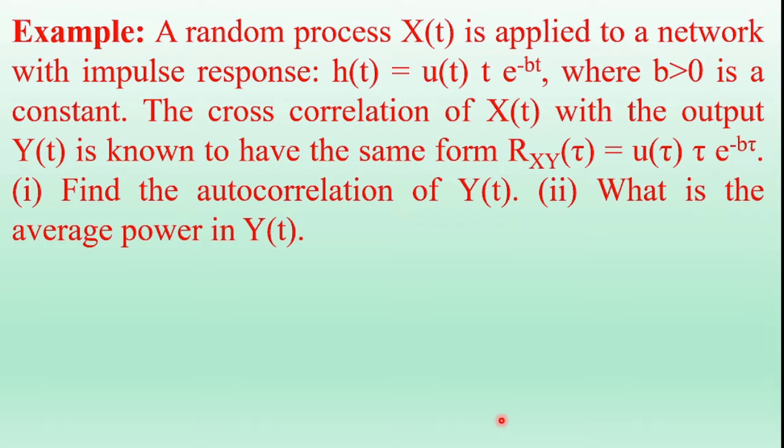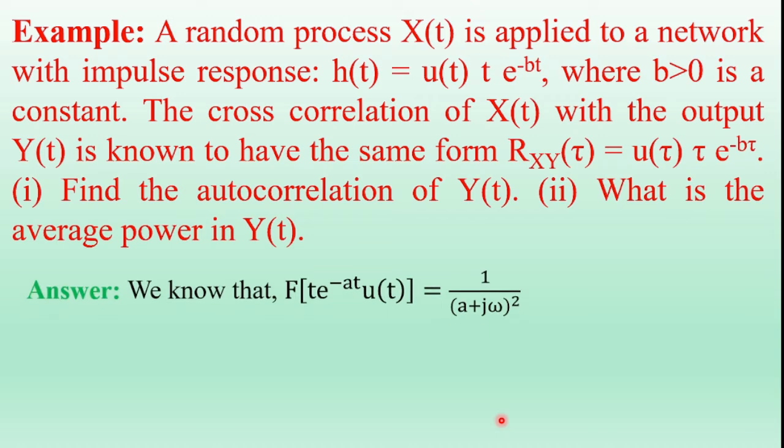A random process x of t is applied to a network with impulse response h of t equal to t e power minus bt u of t, where b is greater than 0 is a constant. The cross correlation function of x of t with the output y of t is known to have the same form, Rxy of tau is equal to tau into e power minus b tau u of tau. First bit, find the autocorrelation function of the output y of t, and the second bit, what is the average power in y of t.